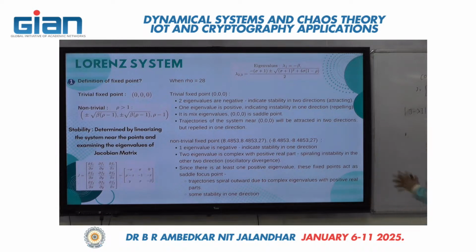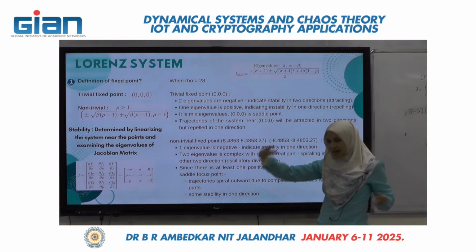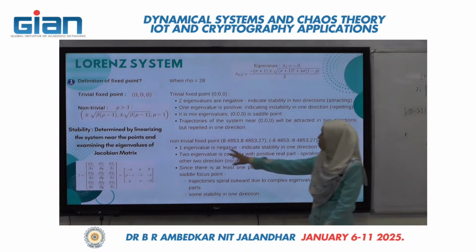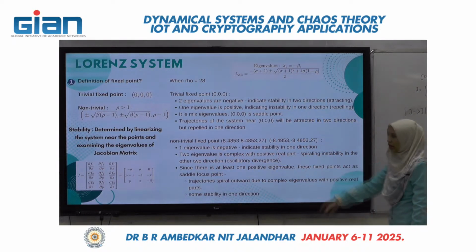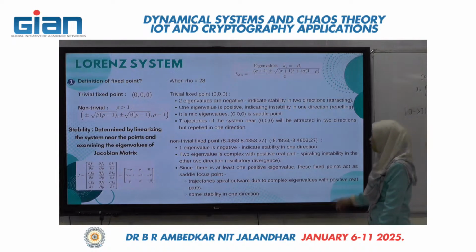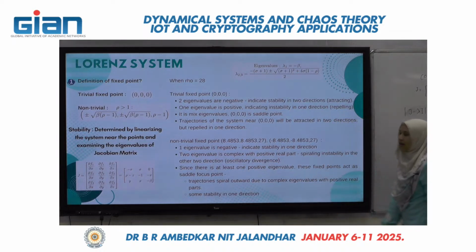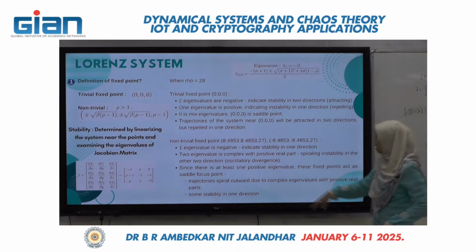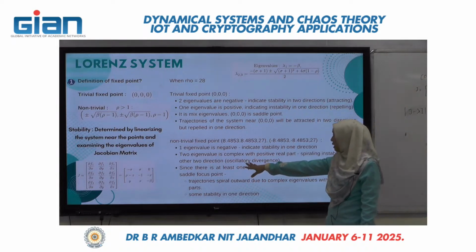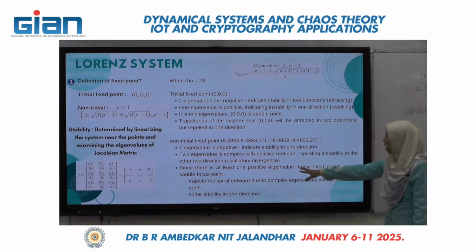Attracting. Okay, so remember when it's negative, it is attracting. Okay, and then we have 2 eigenvalues with complex positive real part. So this one is pairing instability in the other 2 directions. So this one, the behavior will indicate oscillatory divergence.